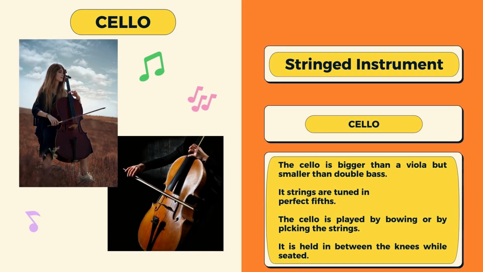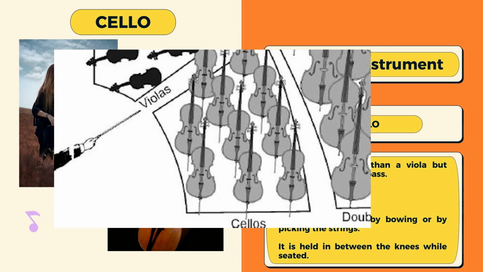Cello. The cello is bigger than a viola, but smaller than the double bass. Its strings are tuned in perfect fifths. The cello is played by bowing or by plucking the strings. It is held in between the knees while seated.